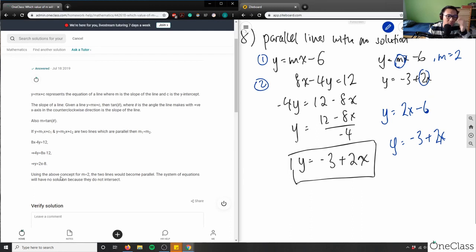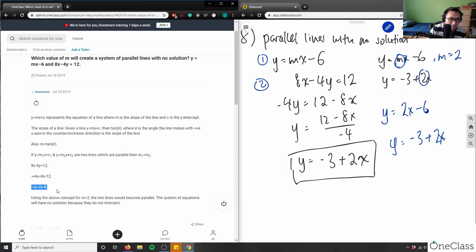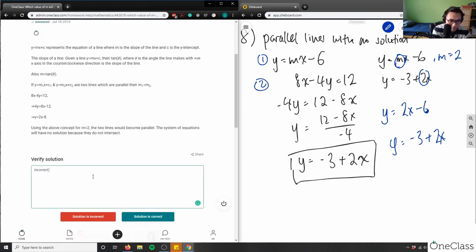I don't know about this math here. This math is incorrect because I need to divide both sides by 4, right? In this case, what they did was put 8x to the other side. I would have 12 minus 8x, or negative 8x plus 12 in this case. So you have y equals 2x minus 8. From this step to this step, it's incorrect. I should get something like this. So this is actually an incorrect solution.